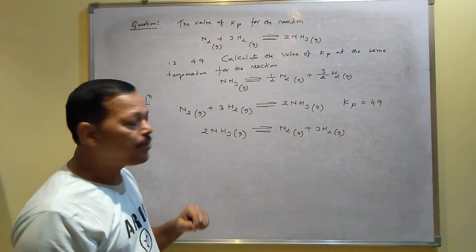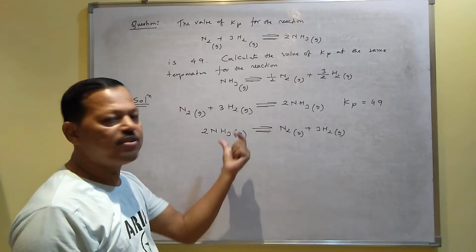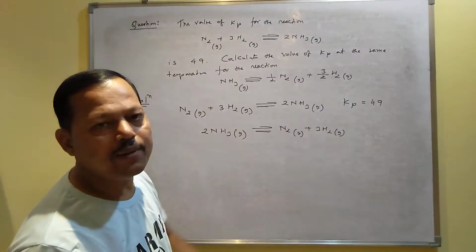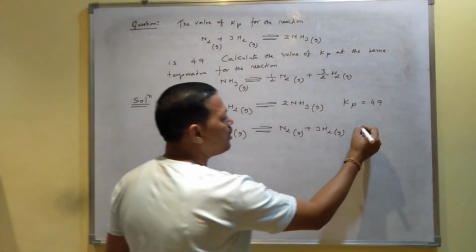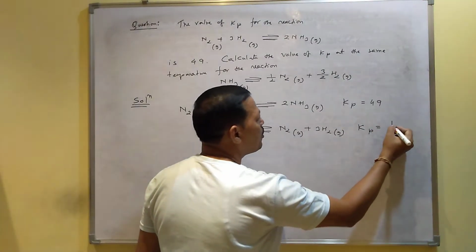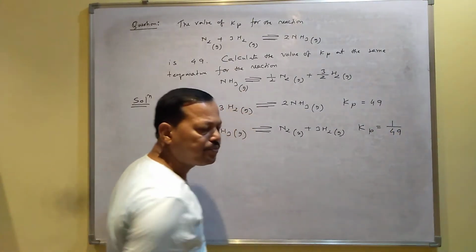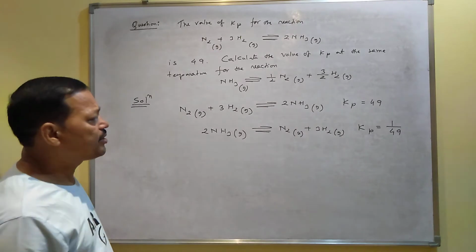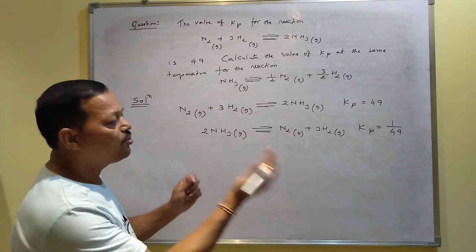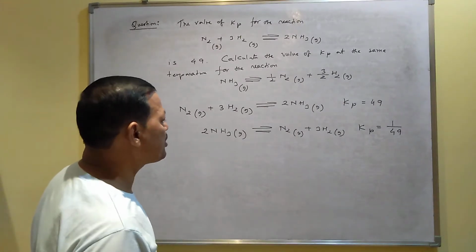You know, already you have got in the characteristics, when the reaction is reversed, the value of the equilibrium constant gets inverted. The value of Kp will be 1/49. Already you have got the characteristic. When the reaction is reversed, the value of the equilibrium constant gets inverted.